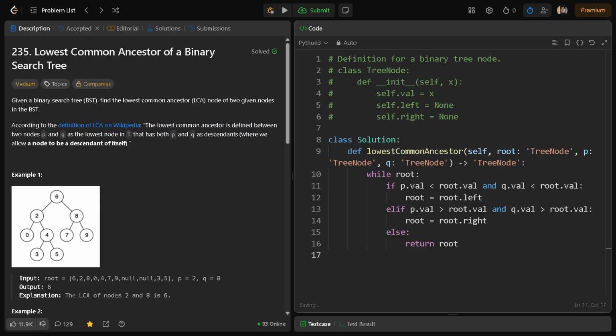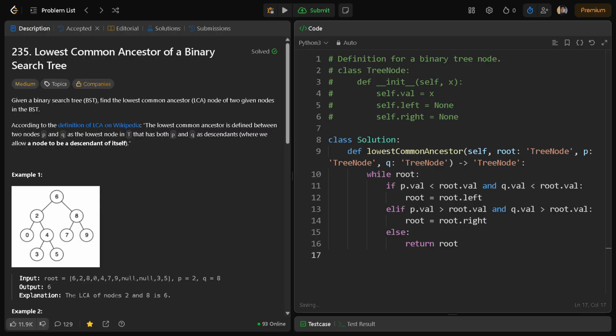Inside the loop, we first check if p.val is less than root.val and q.val is less than root.val. This means if both p's value and q's value are smaller than the current root's value, then both are on the left side of the tree. So we set root equals root.left to move to the left child.